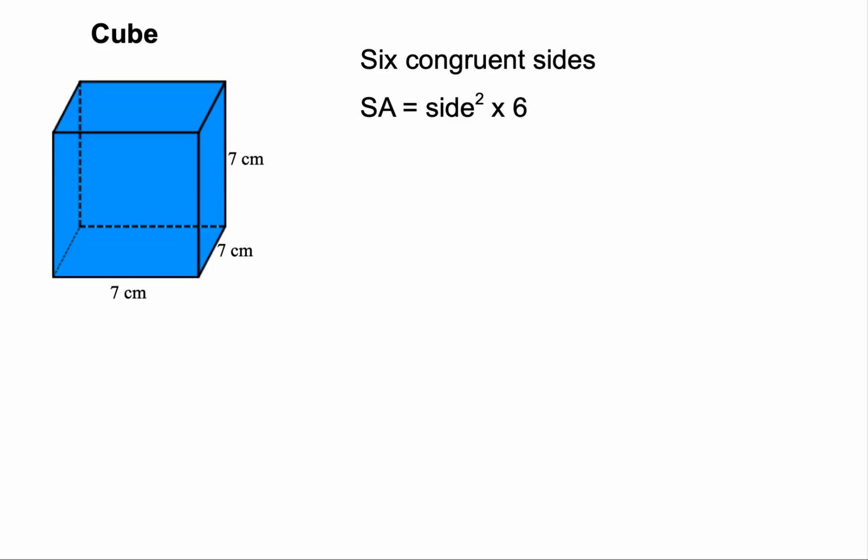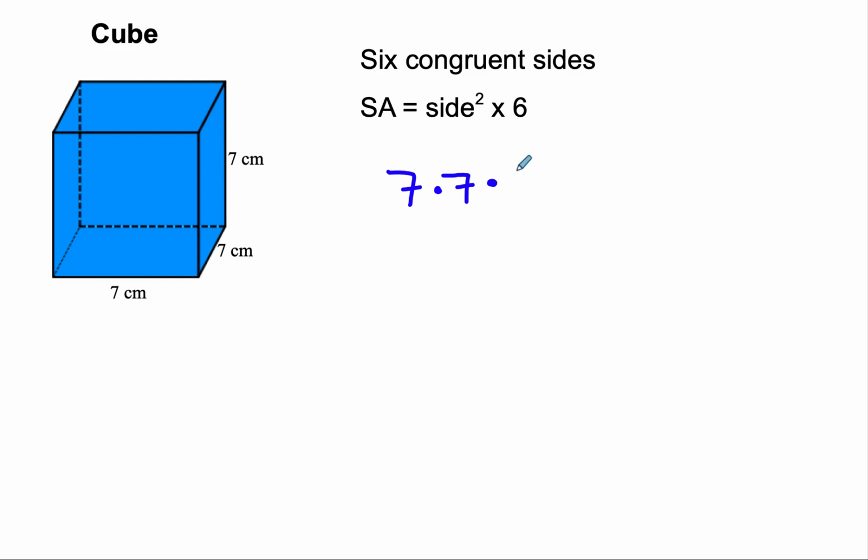Okay, let's take a look at our cube. A cube has 6 sides that are all the same. So we find the area of one side and then we multiply times 6. Our side length here is 7, so we can do 7 times 7. That's 49. That's the area of one side.